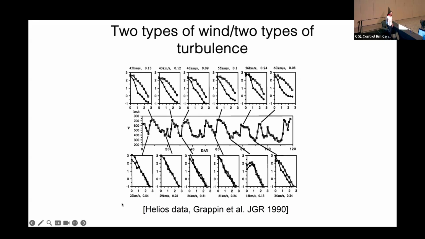Alfvénic turbulence is highly imbalanced. So it shows properties that are consistent, again, with the phenomenologies, but it is not consistent with the hypotheses, okay? So that's one of the big open conundrums, if you like, of Alfvénic turbulence.